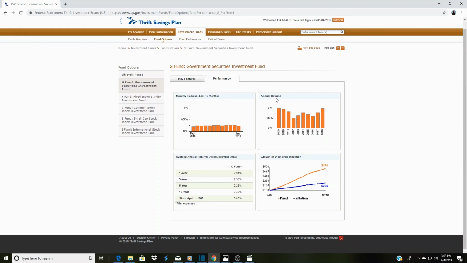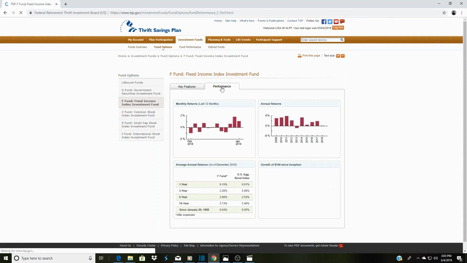So if we look at the annual returns, you'll see with the G fund, you're anywhere from 1.5% to 3%. So inflation usually runs 1.5% to 2%. So you're probably getting a little bit more return than inflation. So 1 year 2.91%, 10 year 2.30%. So as you can see, any money you put here is safe, but is not going to get a huge return for you.